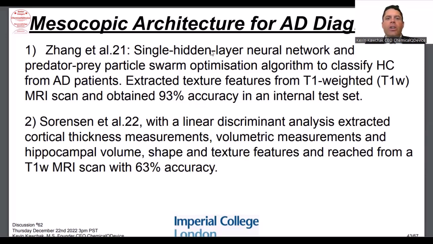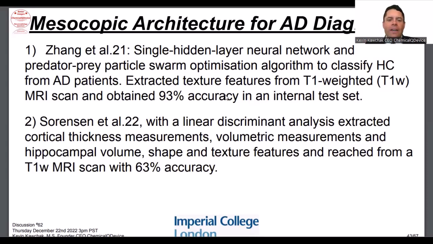So basically, single hidden layer neural network and predator-prey particle swarm optimization algorithm. And then you also have Sorensen et al. Linear discriminant analysis extracted cortical thickness. There's been 63%, and the previous author was 93%.